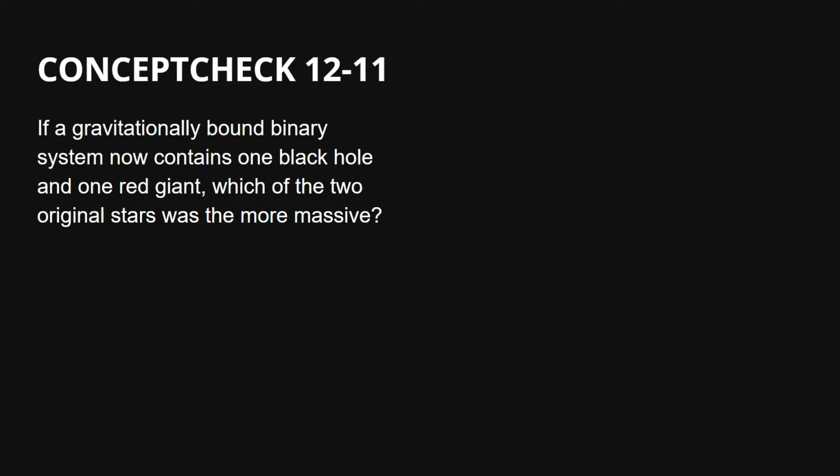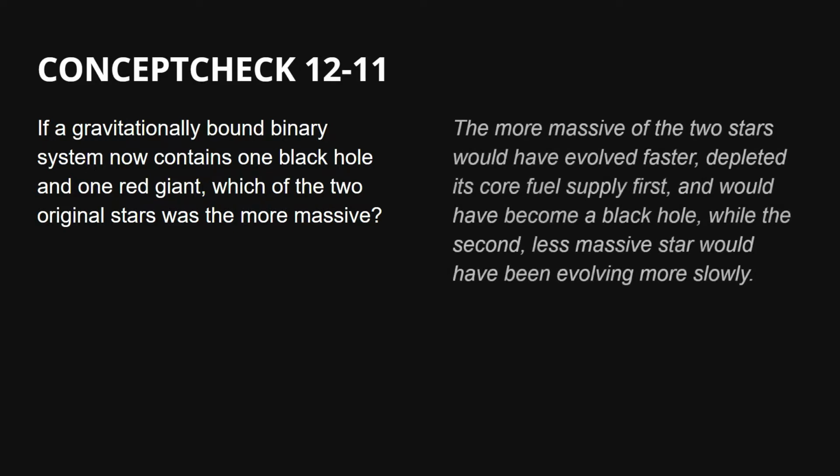If a gravitationally bound binary system now contains one black hole and one red giant, which of the two original stars was more massive? Remember, we talked about the main characteristic that determines the life cycle of a star is the star's mass. So a larger mass star will go through its cycle quicker, which means if one's a black hole and one is not, the one that is a black hole was originally more massive because it already grew up, became a giant, and exploded long before the other one even went through its cycles yet. Okay? So the more massive star went through its life cycle, ended up as a black hole, and the other one is still going through its life cycle, which means it was smaller. So the black hole was originally more massive.